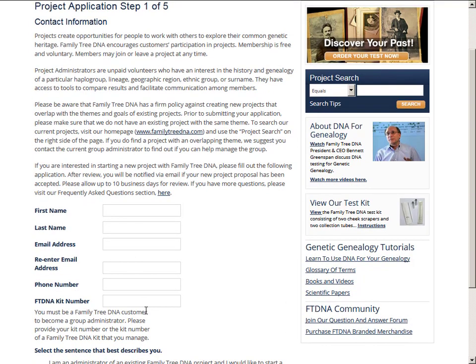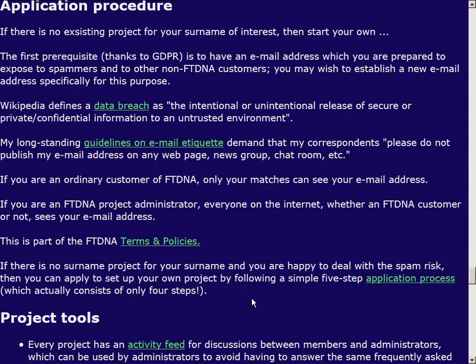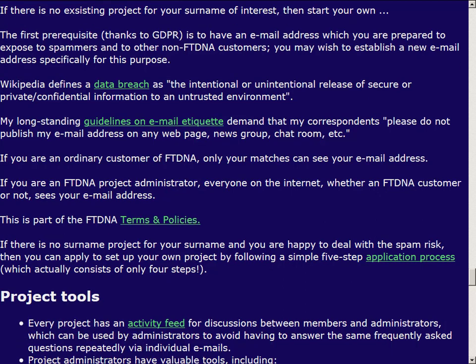You fill in your name, your email, your phone number, your kit number. You already have to be a customer of Family Tree DNA. You may be starting a new project and already be an administrator. You want to start your first project, or you may just say, I cannot find a group to join. There may be no Moriarty project and you want to set one up. And there's a few more questions. I recommend that you prepare the answers offline, because you might want to set up a second project and use the same answers later on, or just in case anything goes astray while you're filling it in, and just copy and paste into the boxes. There's a link to the terms and policies that you're signing up to.